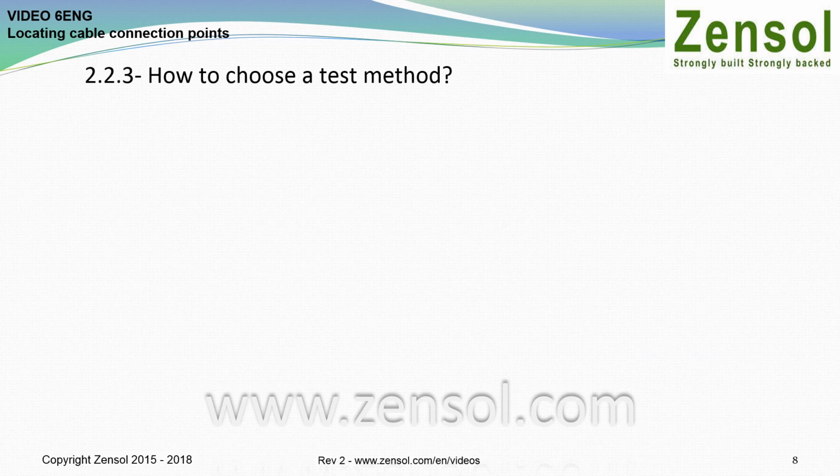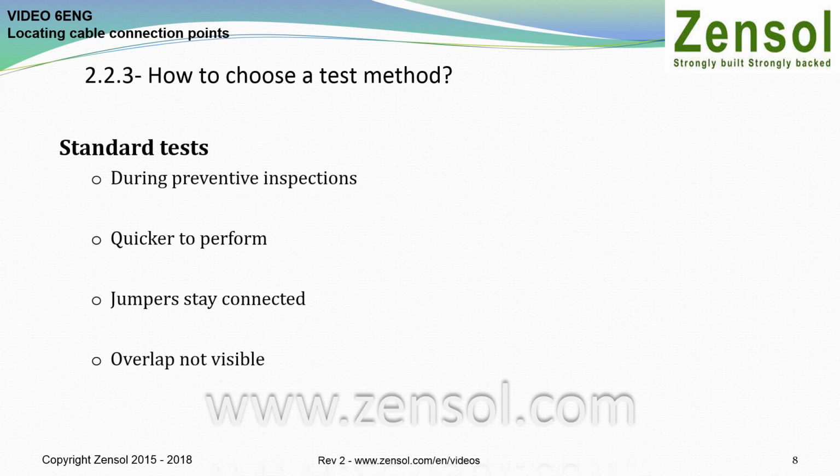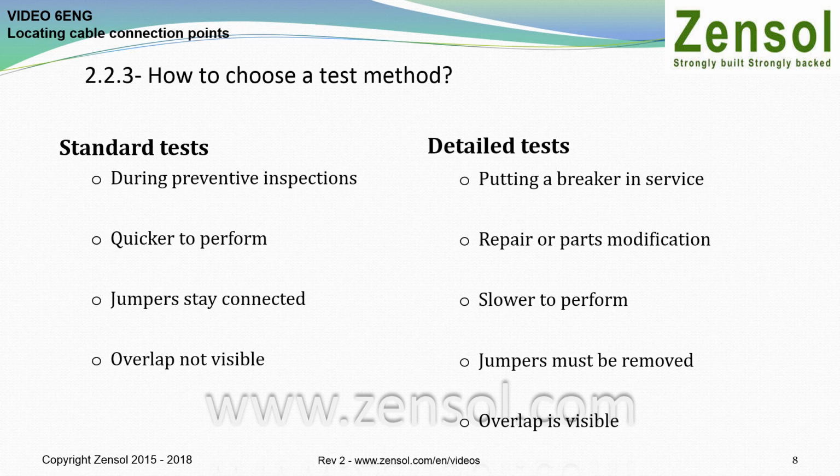How to choose a test method? The answer to this question depends on the tests that need to be performed. Standard tests are needed when performing a preventive inspection. Detailed tests are performed when a circuit breaker is put into service, or when there is a repair, or a part is being modified.